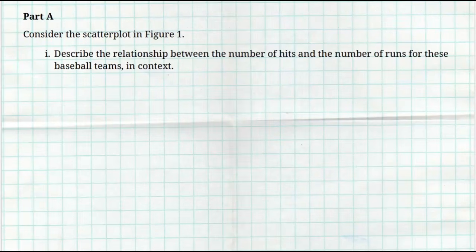All right, part A says, consider the scatter plot in figure 1. Describe the relationship between the number of hits and the number of runs. Well, hopefully you remember how to do this. You have to mention the direction, positive or negative, shape, linear or curved, or maybe a parabola, strength, good, weak, moderately weak, very strong, and then you have to give some context as to what's going on.